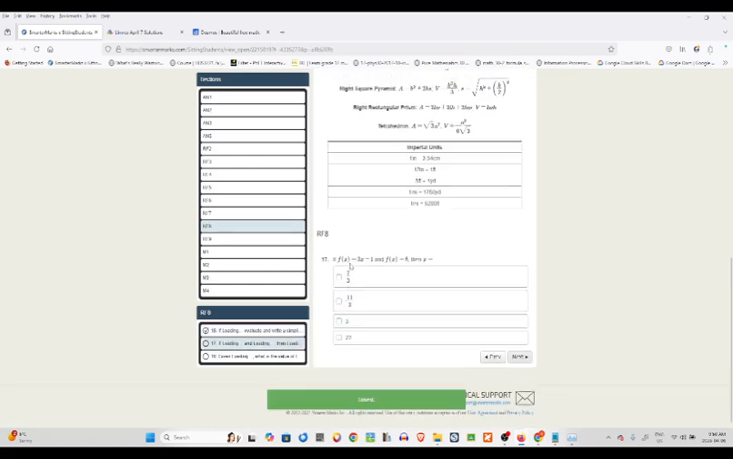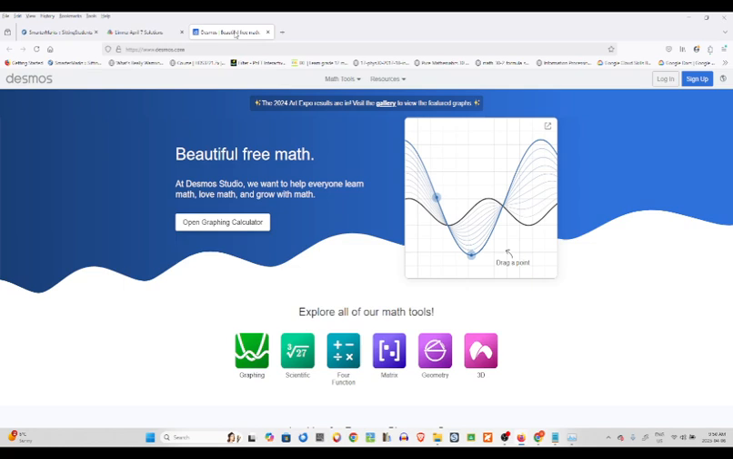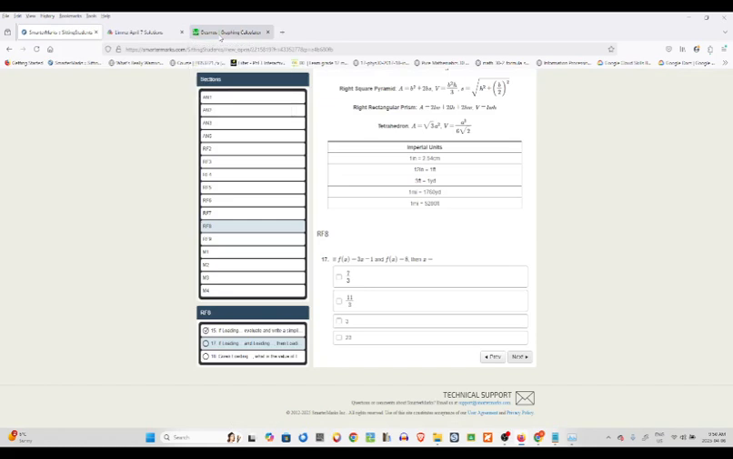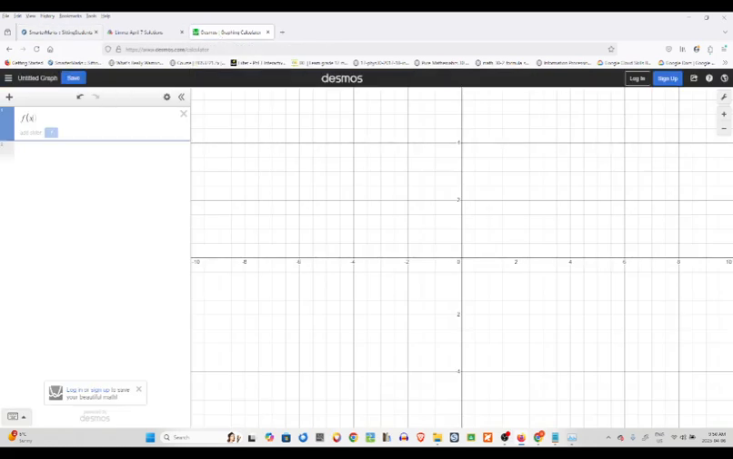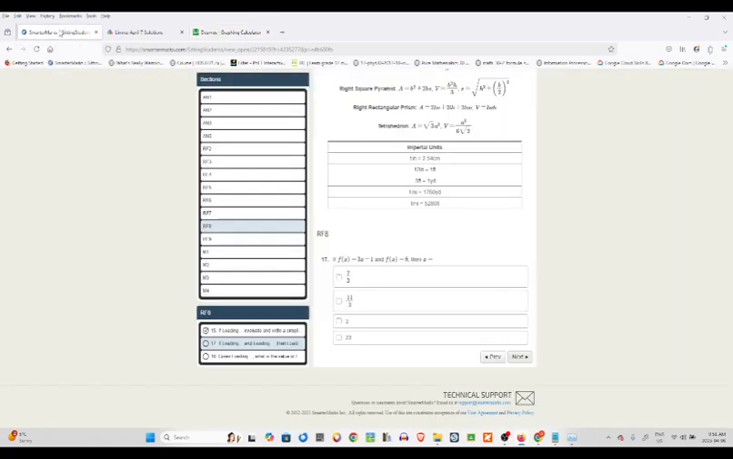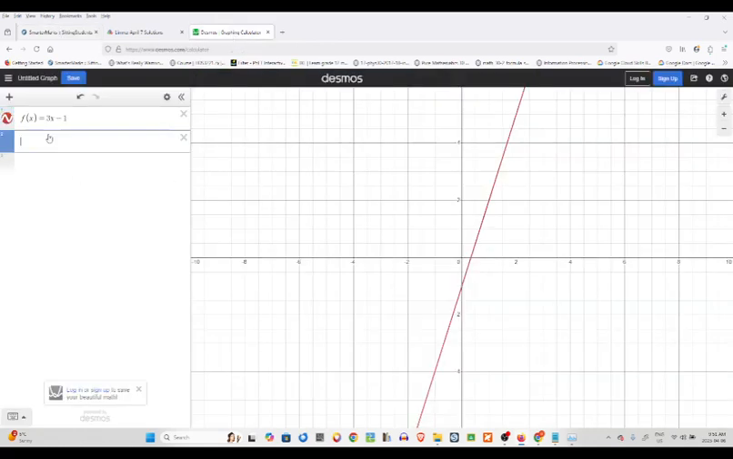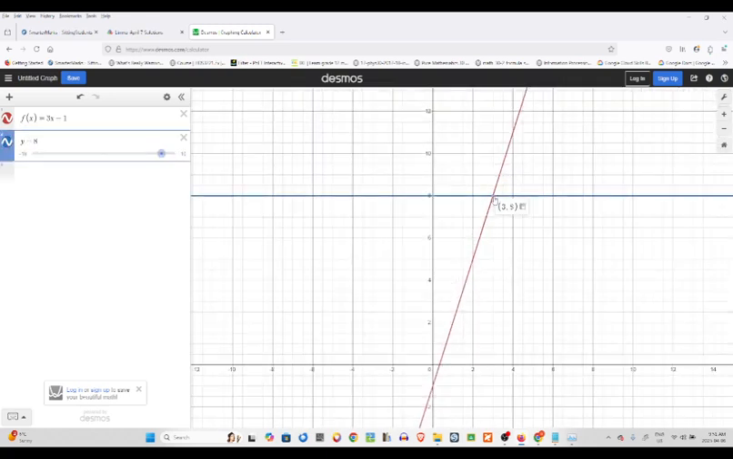Okay, so if f of x equals 3x minus 1 and f of x equals 8, then x equals... major emphasis here, it's giving us the value of y, not x. So it's giving us f of x equals 3x minus 1 and the equivalent of y equals 8. And we need to find x. We're looking for that point of intersection.